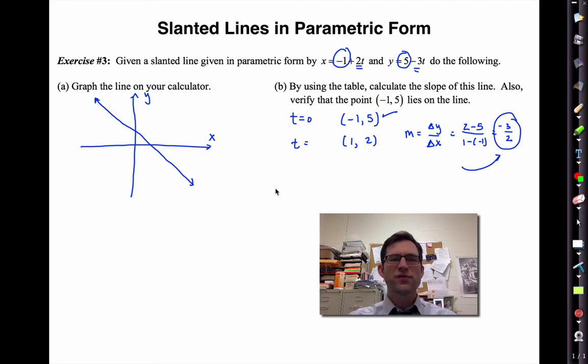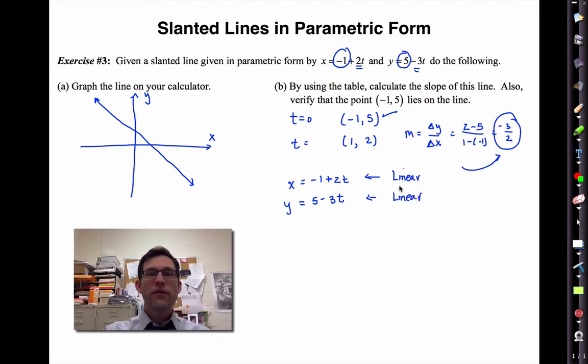So let's pause for a minute and talk about this. Let's take x equals -1 plus 2t, and let's take y equals 5 minus 3t. This is very important and it's tricky for kids. You see, both of these all by themselves are linear equations, right? That's linear and that's linear. So they have their own slopes. For instance, delta x to delta t, well, that's +2. Delta y to delta t, well, that's -3.